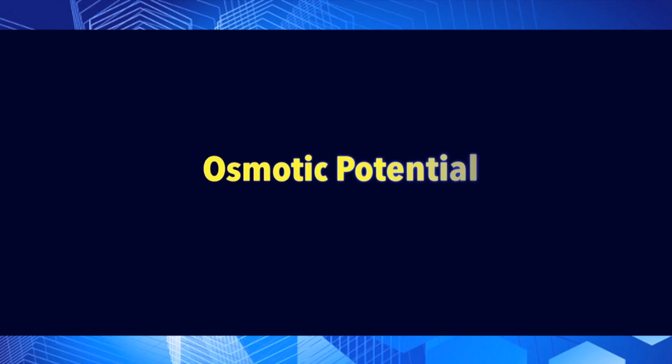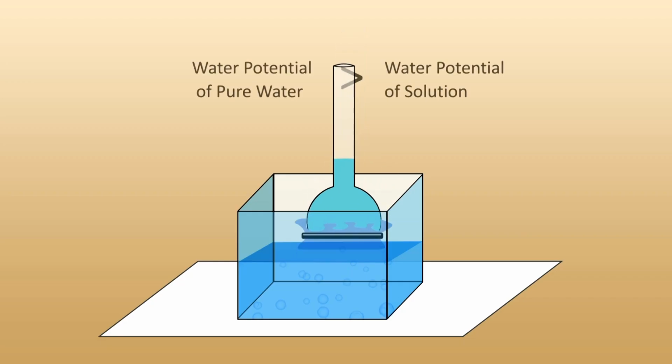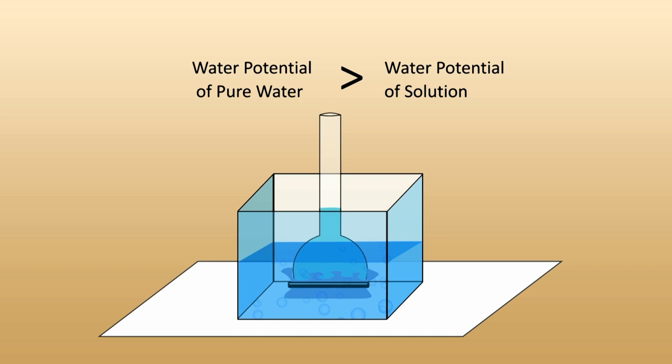First, the osmotic potential. In an osmometer, the volume of solution in the tube will increase over time due to a net diffusion of water across a membrane from pure water into a solution. It is because pure water has more water potential, free energy per unit volume, than that in the solution. The increase in the volume of the solution will continue until the hydrostatic pressure developed in the tube is sufficient enough to balance the force driving the water into the solution.